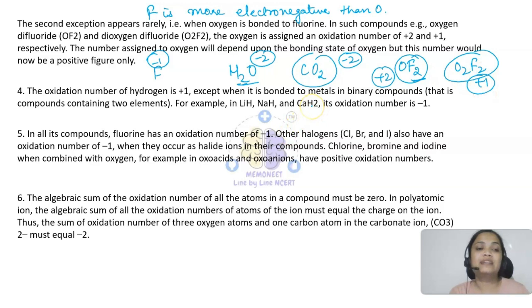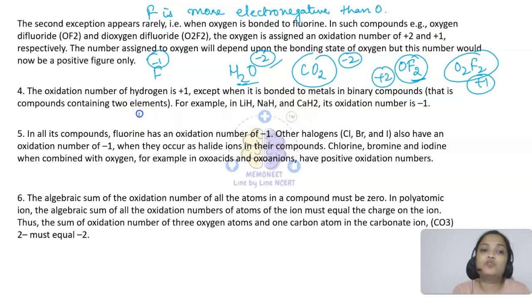Okay. So in that case, the oxidation number of oxygen will become positive. So that's what the exceptions are. Don't say that every time it will be -2. There are some exceptions when oxygen is attached to a more electronegative element. That electronegative element is fluorine, of course, because fluorine is the most electronegative element in our periodic table, so it will get the negative oxidation number and oxygen will be positive.